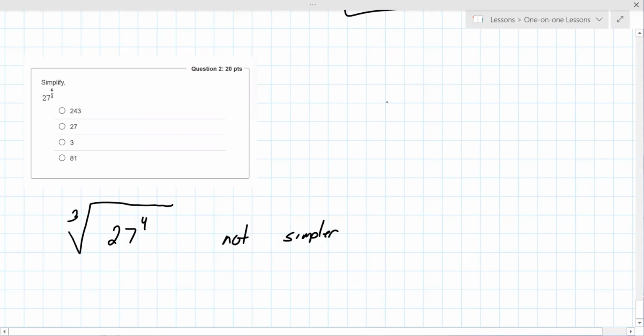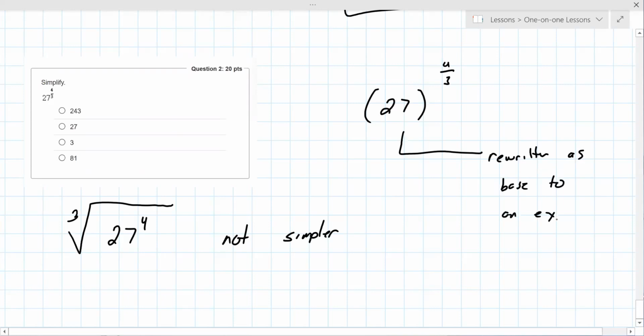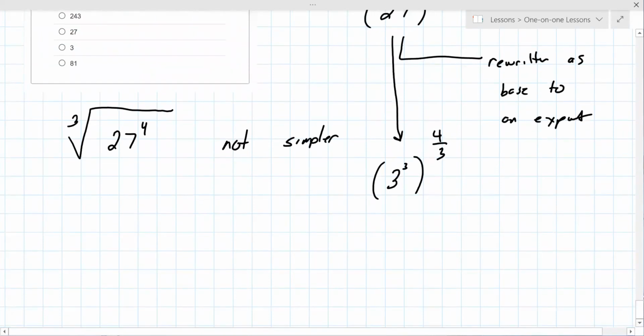Yes. So 27 is really in parentheses, and 27 can be rewritten as a base to an exponent. So for example, 27 is really 3 cubed. What is the rule when you have an exponent to an exponent? I can't hear you. You would multiply. Very good. What is this 3, the exponent, times 4/3? So that would be 4.